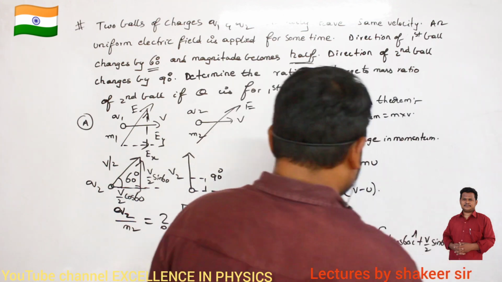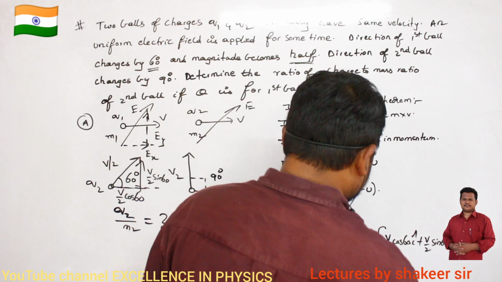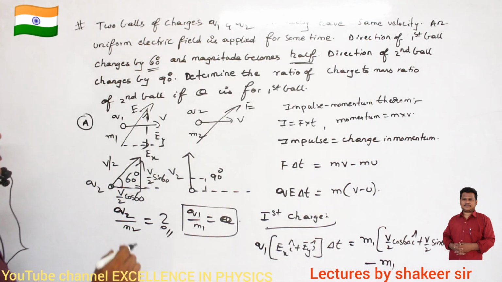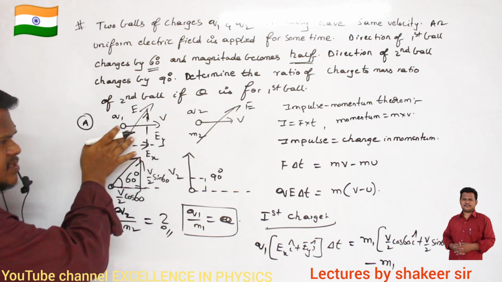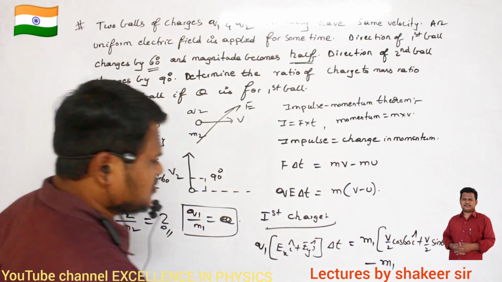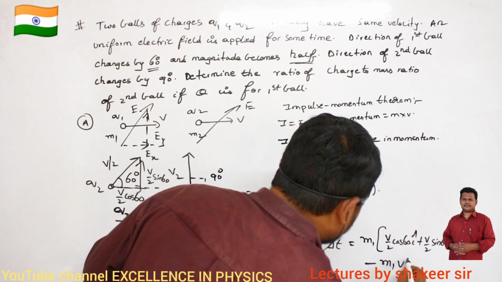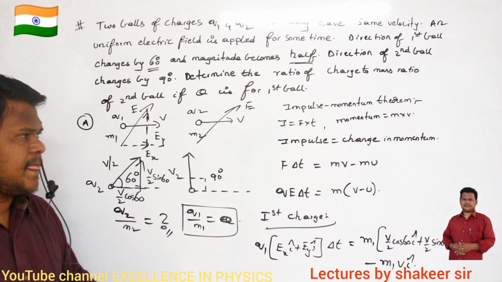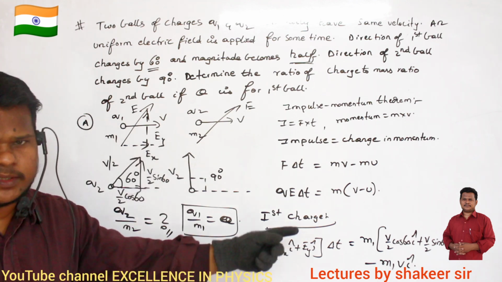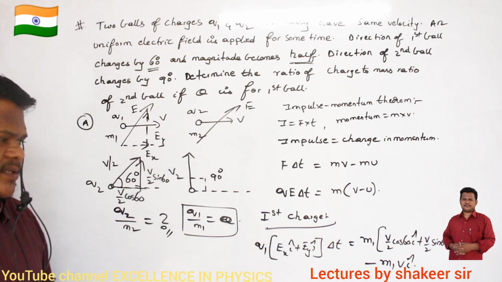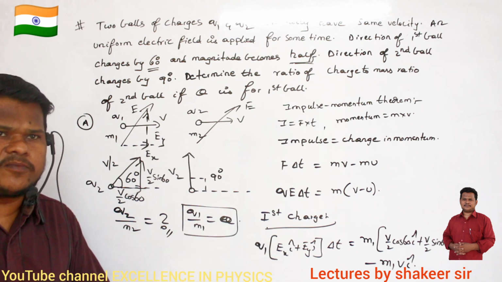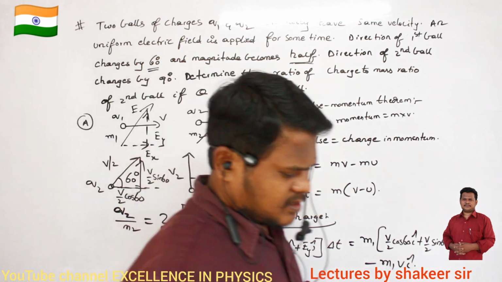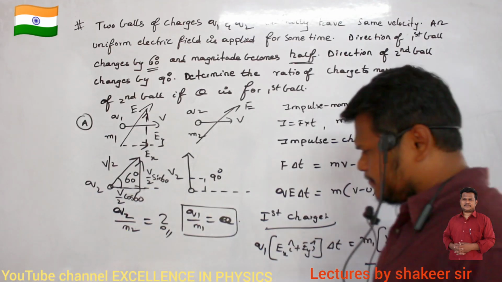So minus, now m into u is also there. So m1 into the initial velocity. The initial velocity is v i cap, because previously it was traveling along the x-axis. So I will write m1 into v i cap. So this is the equation for the first charge. First of all, make a note up to here. Then we will write the equation for the second charge also, and then we will try to solve both of them. Have you understood up to here? Very simple.